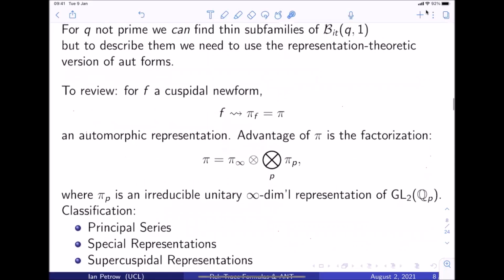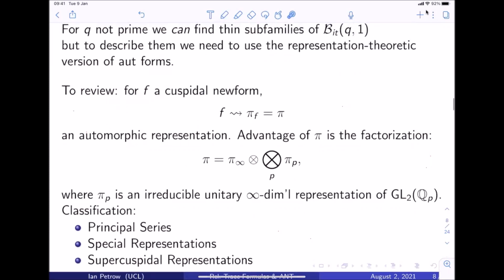I'll give you the point away now before going through the next few slides. The punchline is, if Q is not prime, but is anything higher than a prime, then we actually can find thin subfamilies of the trivial central character forms of level Q. So Q is no longer prime, Q is now anything. In fact, this is going to be useful when Q is not a prime.